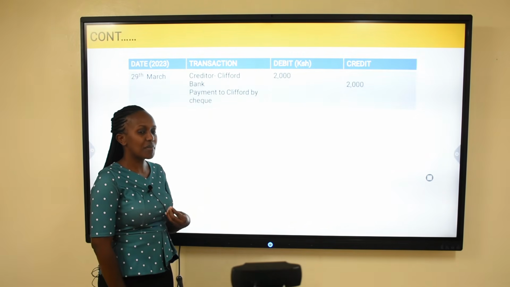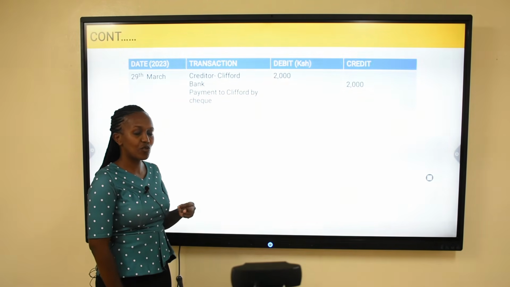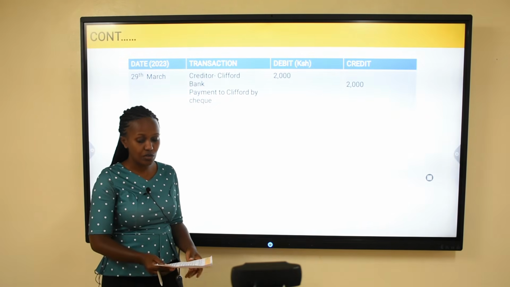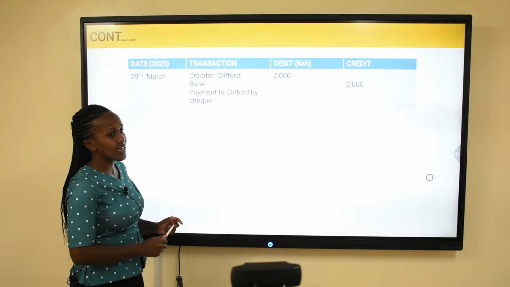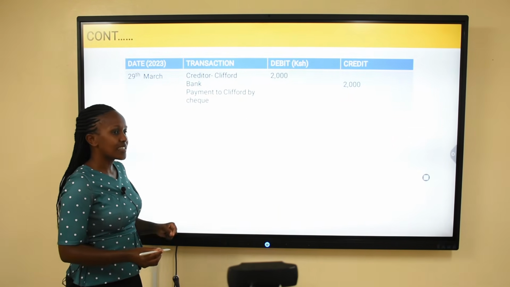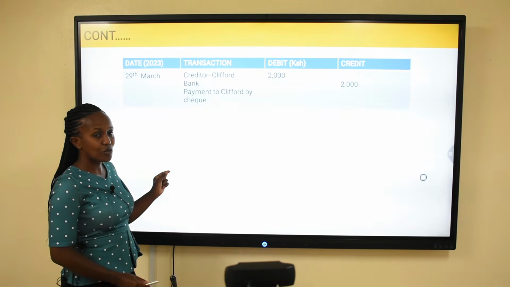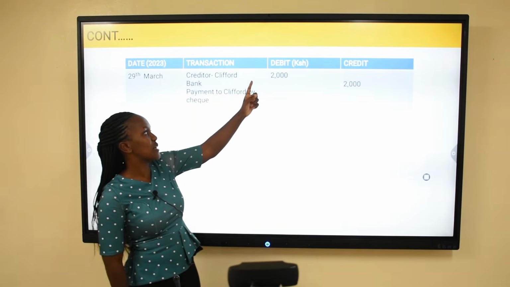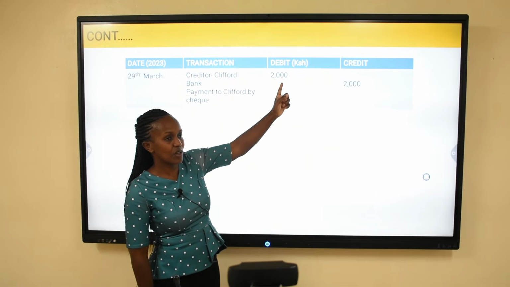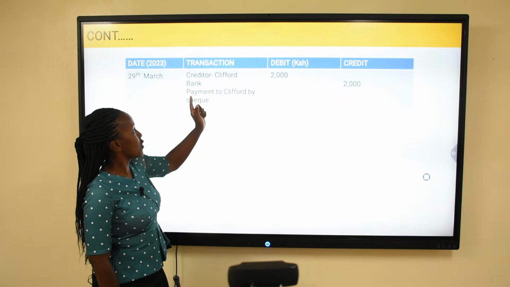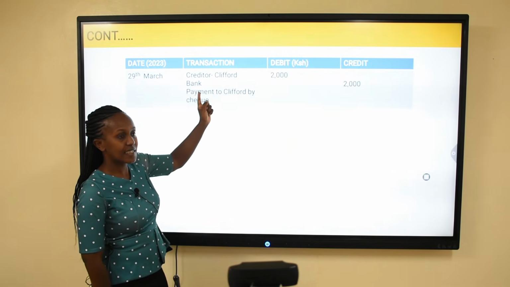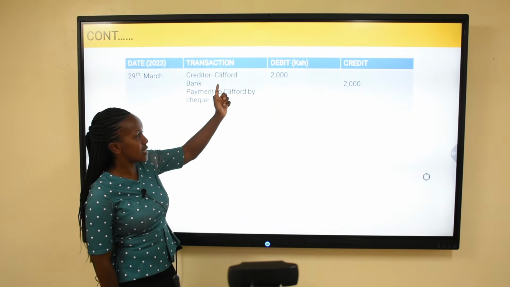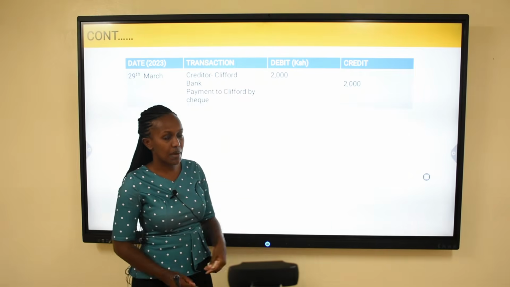Also, the amount of money we have in the bank is also going to decrease. So our asset called bank is going to decrease. Now looking at that, we can agree that when you look at our rules of double entry, when a creditor decreases, we are going to debit. So we are going to debit Clifford. And then when our bank, which is an asset, decreases, we are going to credit. So we are going to debit Clifford, which is a creditor, and then we are going to credit the bank.